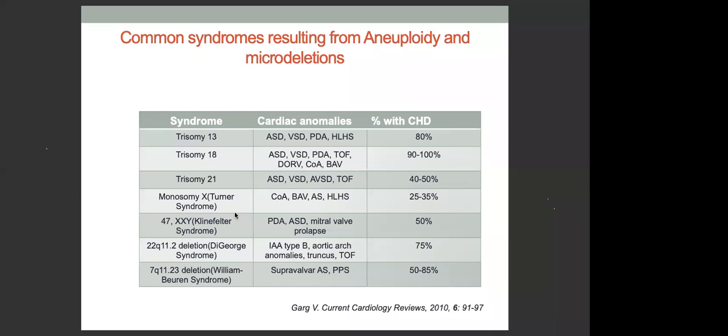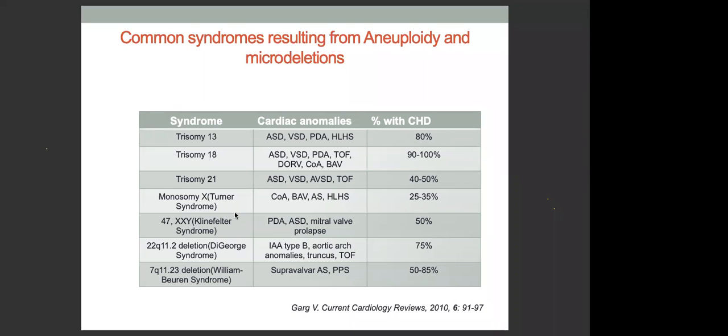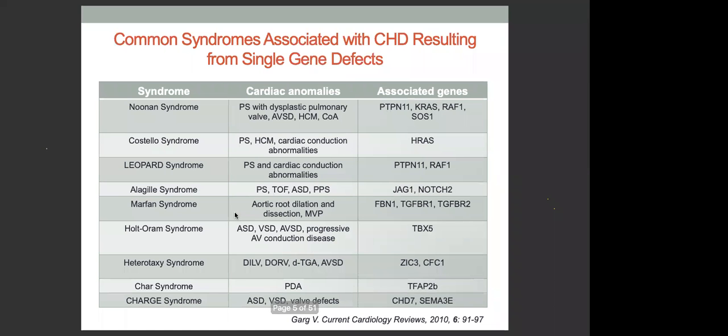DiGeorge syndrome is a 22q11.2 deletion, in fact, which is associated with aortic arch anomalies or truncus arteriosus. As I was telling you, this is due to aneuploidy and microdeletions. There are various syndromes as well which can be associated with single gene defects, like Noonan syndrome. Noonan syndrome is the one with pulmonary stenosis and dysplastic pulmonary valve, with HCM and coarctation of aorta as well.